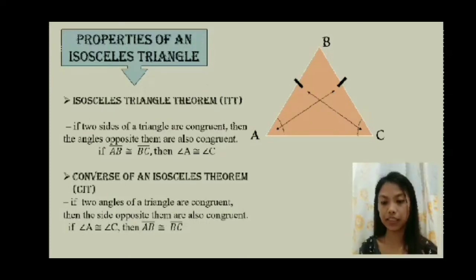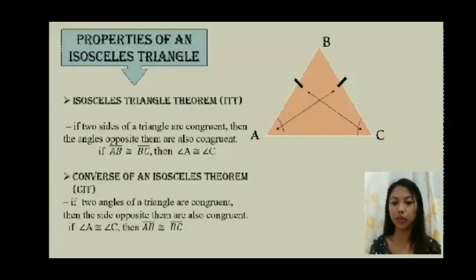In converse to that statement, our second theorem is the converse of the isosceles triangle theorem, or what we call CIT. It says that if two angles of a triangle are congruent, then the sides opposite them are also congruent. So if the angles are congruent, definitely the sides opposite them are also congruent. So if angle A is congruent to angle C, then segment AB is also congruent to segment BC.